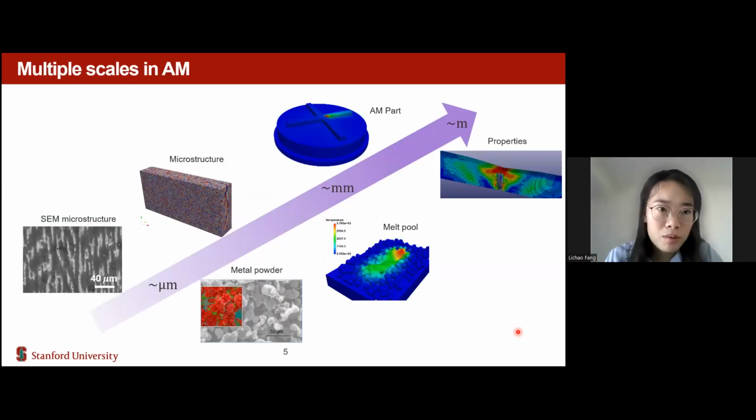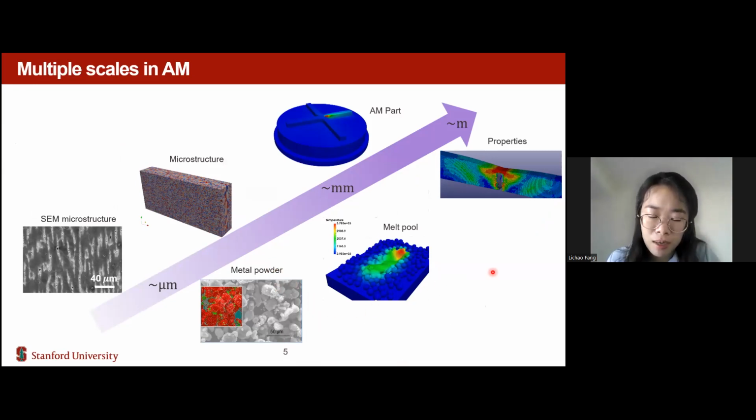There are multiple scales in metal 3D printing, from the micron scale to the meter scale. For example, the metal powder itself is in the micron scale. Usually the average powder size will be 50 microns. And we also look at the microstructure from experiments. They are also in the micron scale, and the major part of the microstructure can also extend into the millimeter scale.